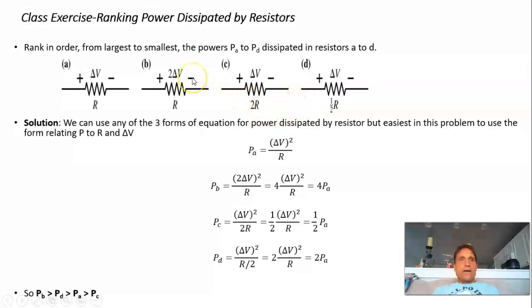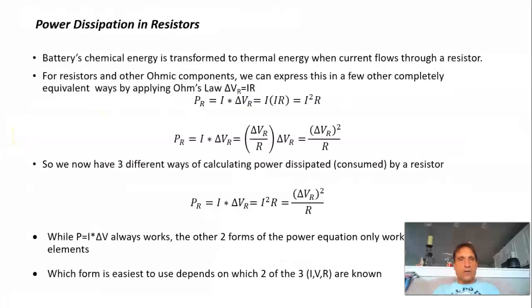Let's do another exercise. So we have 5 different resistors, and they each have a different potential difference across them, and they each have a different resistance. And so the question is, rank them in order from largest to smallest as to the power that is dissipated in each resistor. Okay. So we can use any of our 3 forms to calculate power. So we go back here. We can use P equals I delta V, always works. P equals I squared R, works for resistors. P equals delta V squared over R.